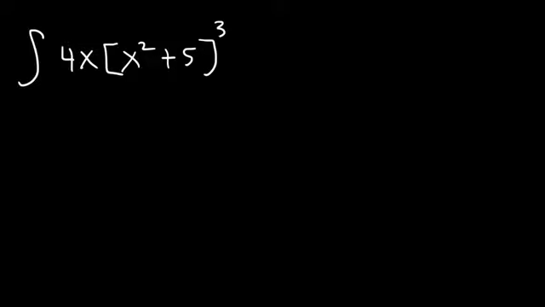In this video, I'm going to show you how to integrate using u substitution. So we're going to focus on definite integrals. How can we find the antiderivative of 4x times (x squared plus 5) raised to the third power? So what do we need to do? We need to define two things. We need to identify the u variable and du.